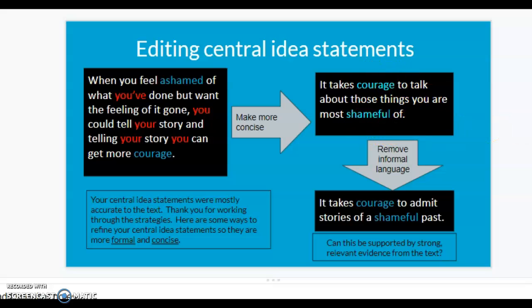And these are actual statements from your class. So it says, it takes courage to talk about those things you are most shameful of. So again, that's a little more clear and concise. It's getting to the point, the idea that Tim wrote this story to be more courageous and get rid of the shame and guilt that he's had for all of those years. But we still have that informal language of you. So we want to remove that. So I rewrote this just to remove that, and I just wrote, it takes courage to admit stories of a shameful past.